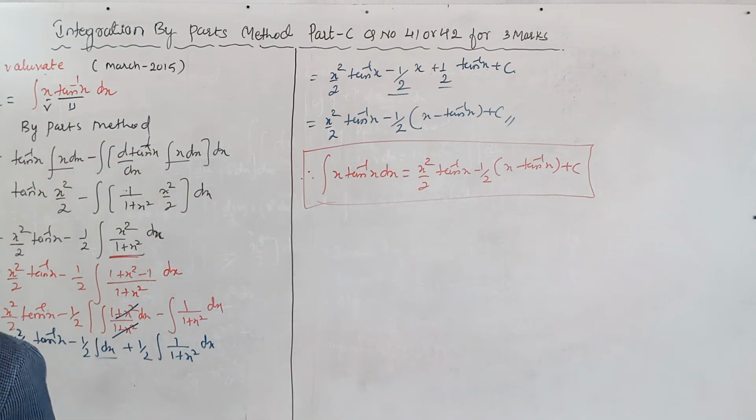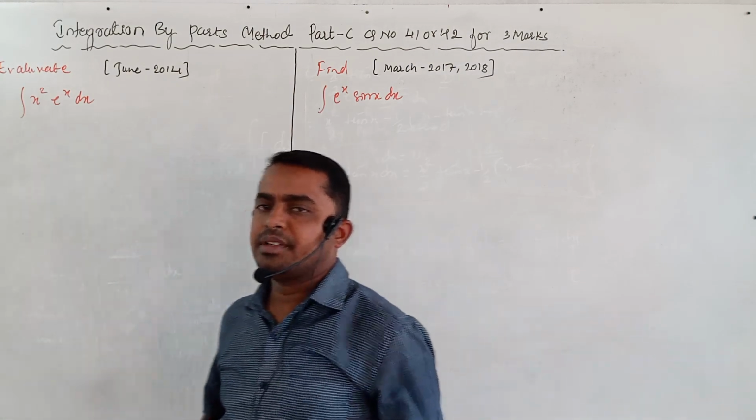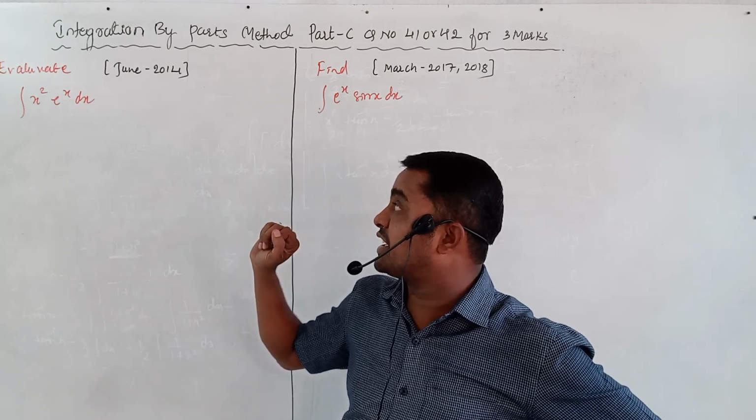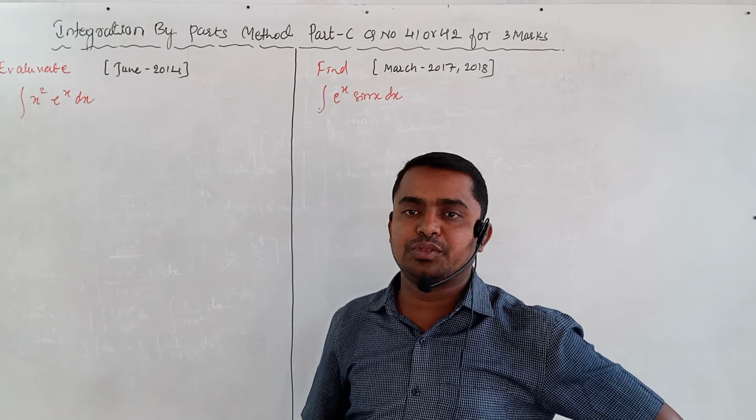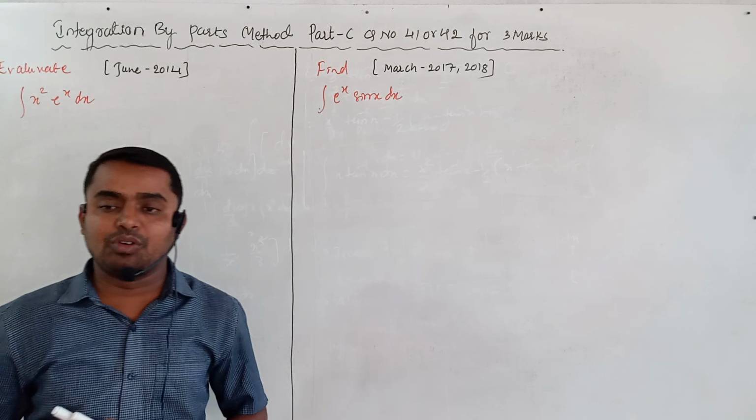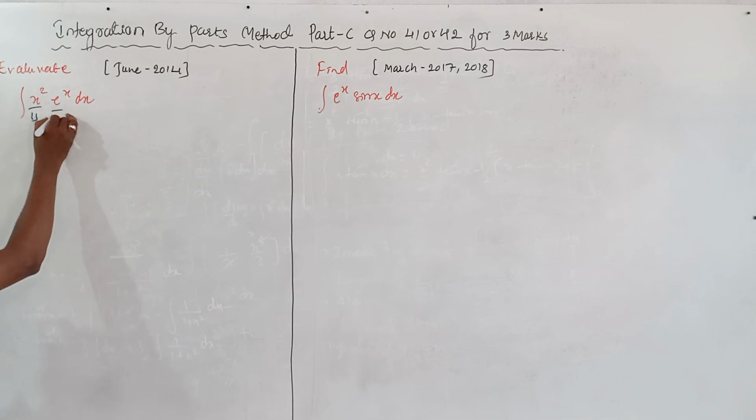Yes, any doubts? Next problem. See here, evaluate integration of x square e raised to x dx. This question was asked in June 2014 for 3 marks. So again, according to the Eilert rule, x square is the algebraic function and e raised to x is the exponential function. We have to take the algebraic function as u. Exponential comes last in the Eilert rule. This is u and this is v.